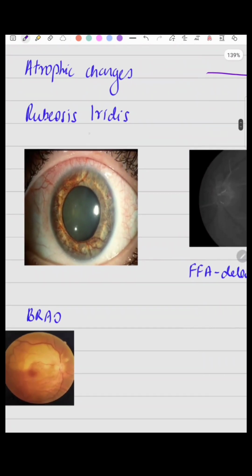These are the rubeosis iridis. Normally the vessels are not tortuous, and rubeosis iridis occurs typically earlier in CRAO than in CRVO. Here it occurs within 4 weeks, compared to CRVO, which occurs in 3 months. Then FFA.